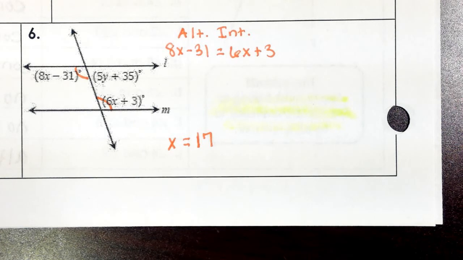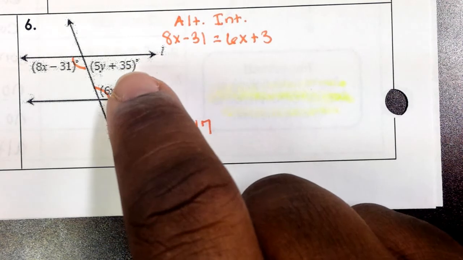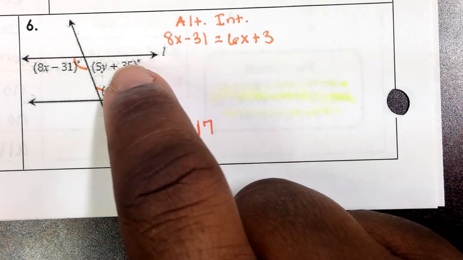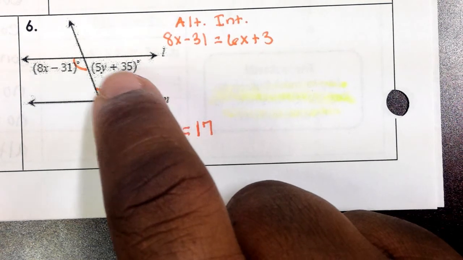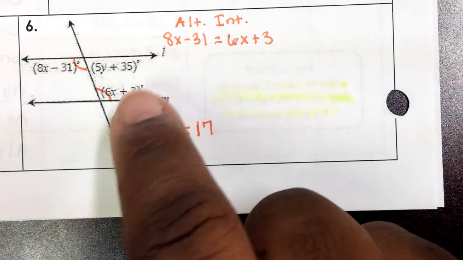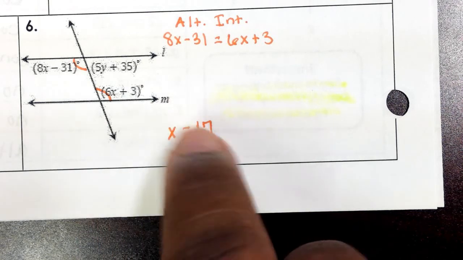Alright, after that, listen to my explanation. I'm going to try to talk slow at least. So now we know x equals 17. Like I said, our main issue on this one for the y is they only got one angle with a y on it, so I can't set a y expression equal to an x expression, and I can't add a y and an x expression together and set it equal to something else. So there's nothing I could do with y until I found x.